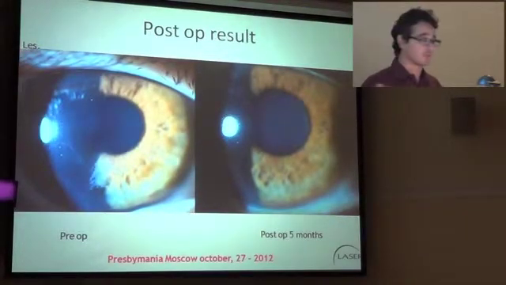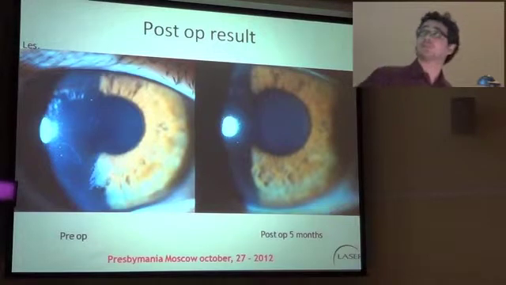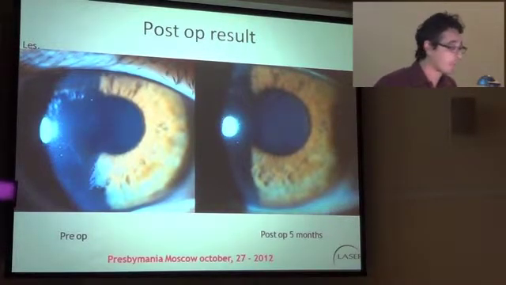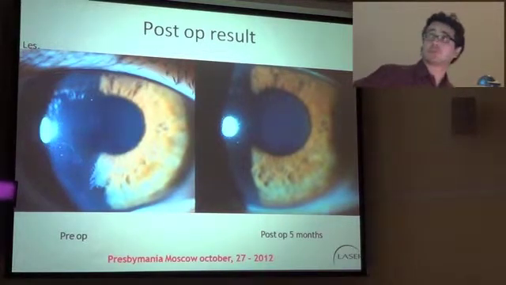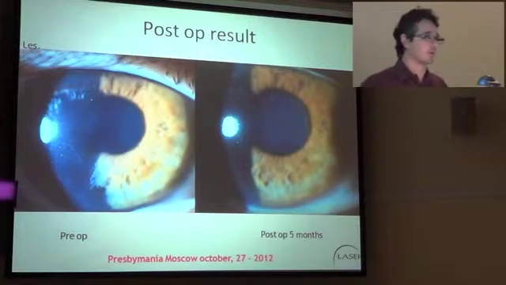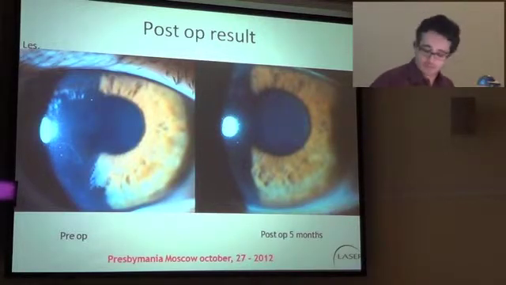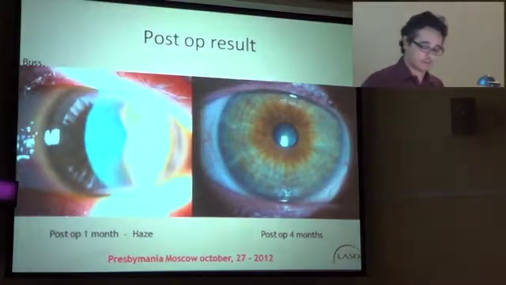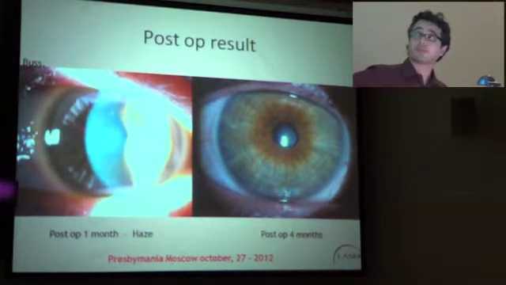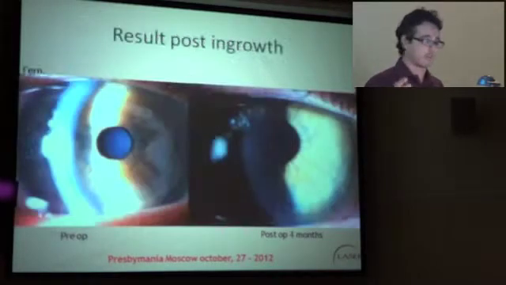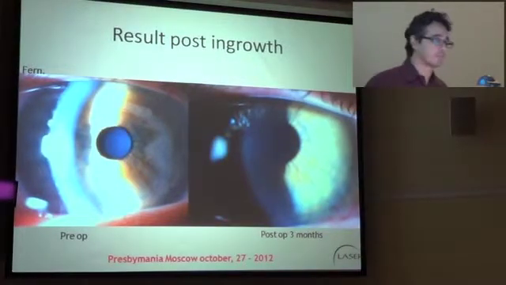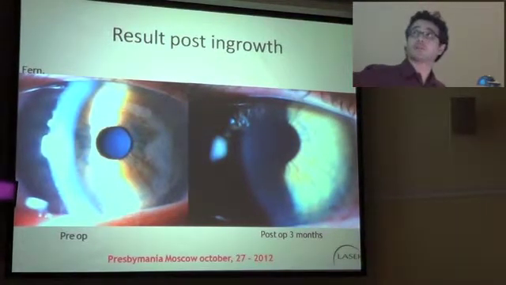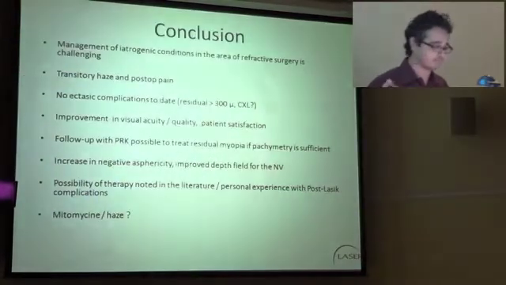So, just photographs of treatment after epithelial ingrowth, and the cornea doesn't look so bad. You have early haze, but after that you can have a clearer cornea. Another case of epithelial ingrowth.